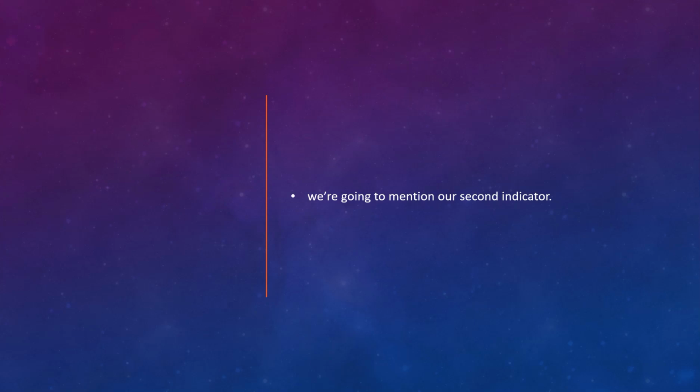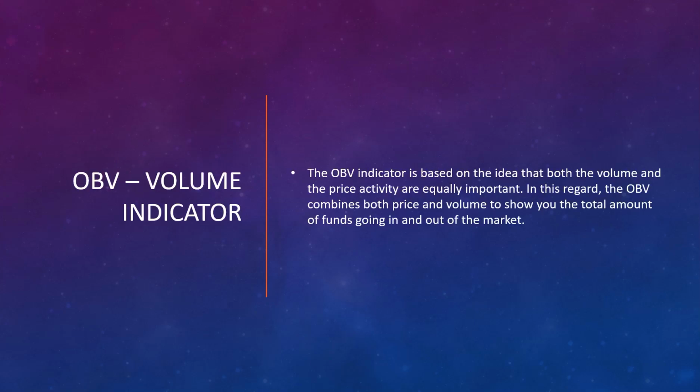Now let's go on and mention our second indicator. We're going to add to that today OBV, our volume indicator, on balance volume. It's based on the idea that both the volume and the price activity are equally important. In this regard, the OBV combines both price and volume to show you the total amount of funds going in and out of the market.